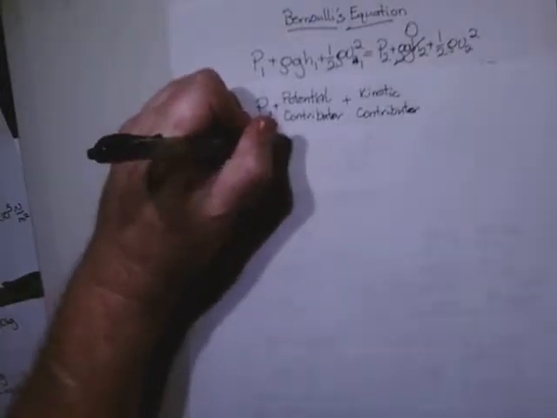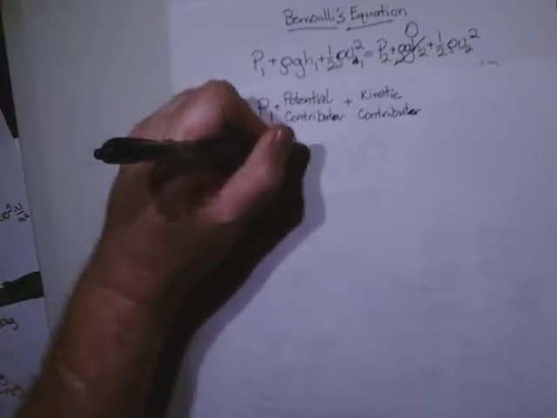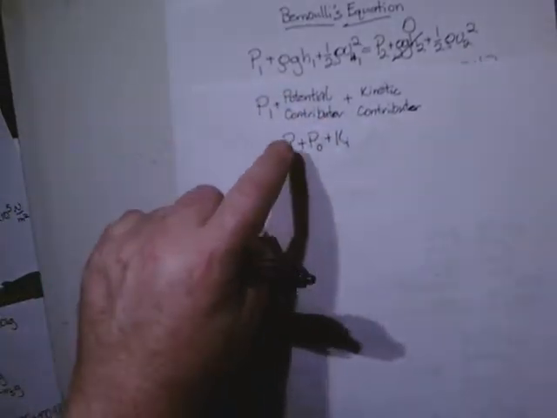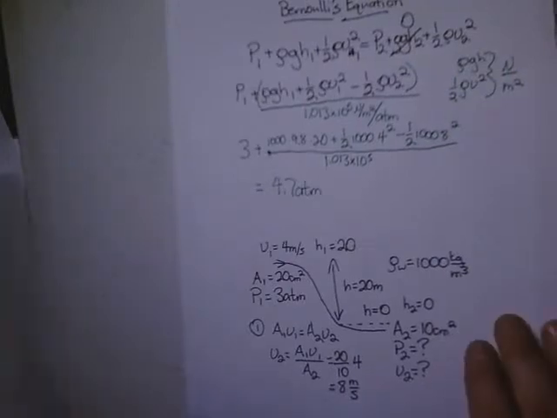Bernoulli's equation basically is going after the fact that pressure has two major contributors, a height contributor and a kinetic contributor. So a lot of times what I do is I write it like this: pressure, potential, and kinetic. All three. And so I write them together. And so that is a simple Bernoulli's equation.